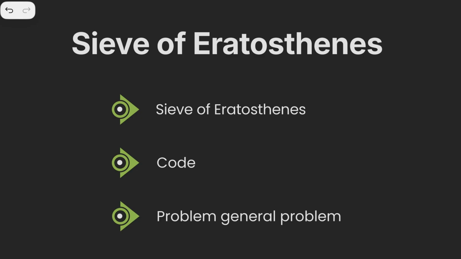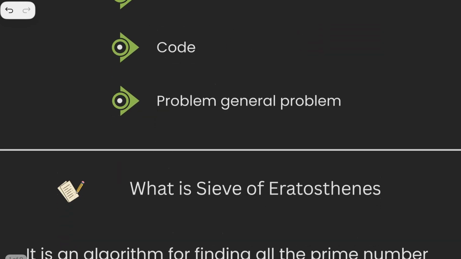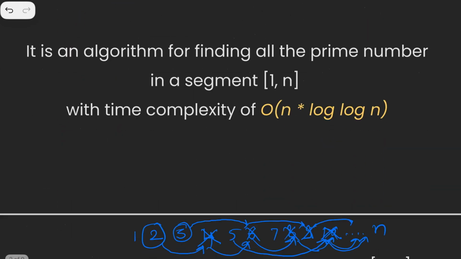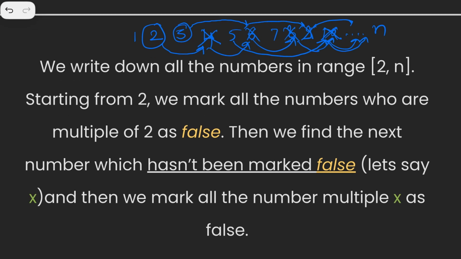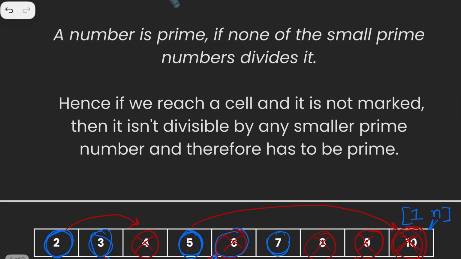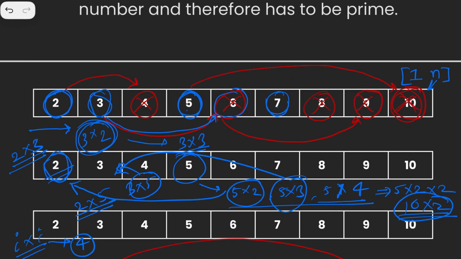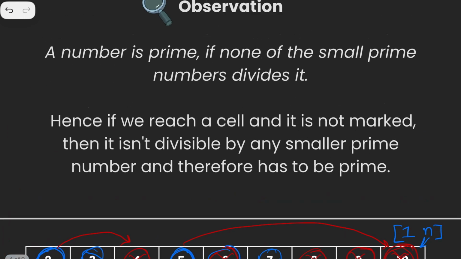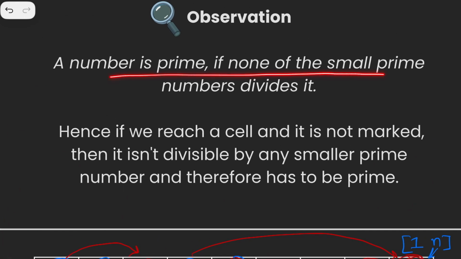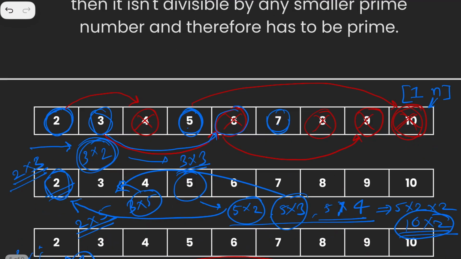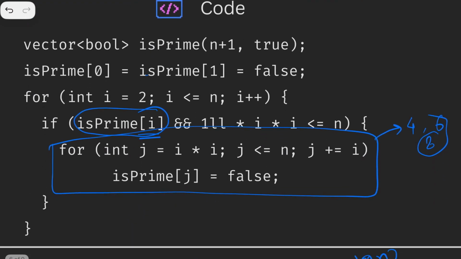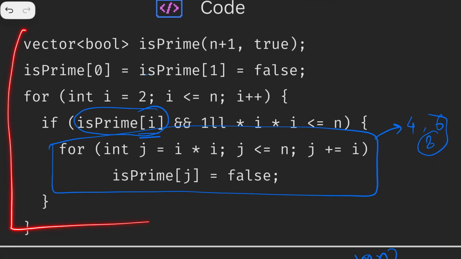In this video we learned Sieve of Eratosthenes. We went to the core concept. We discussed the entire approach. We took an example and we proved our observation: a number is a prime number if none of the small prime numbers divides it. By using that observation, we coded this particular solution.